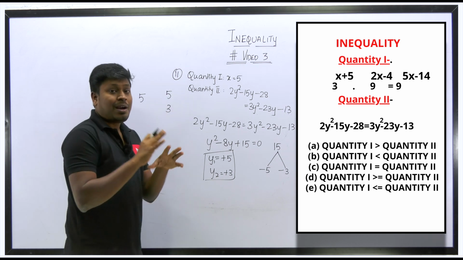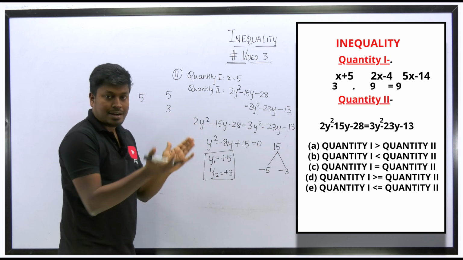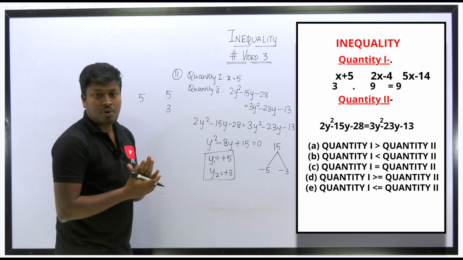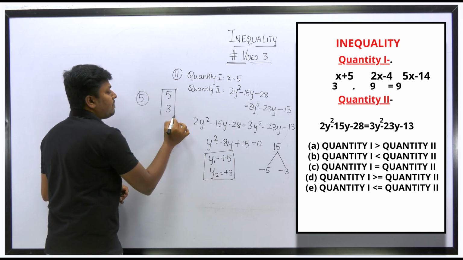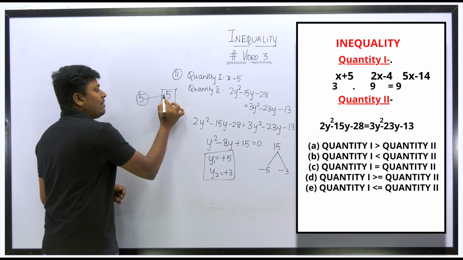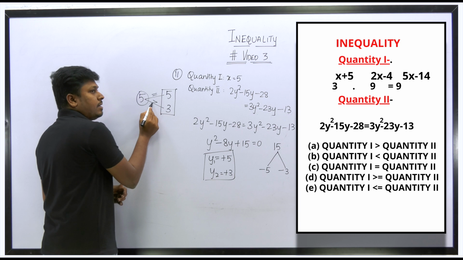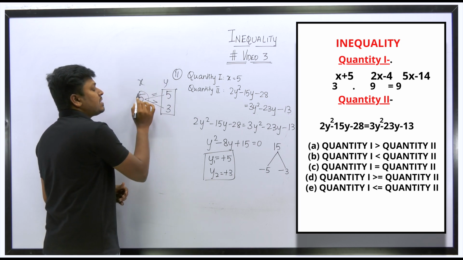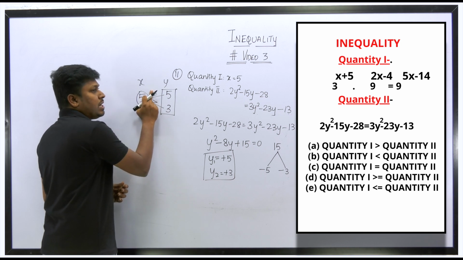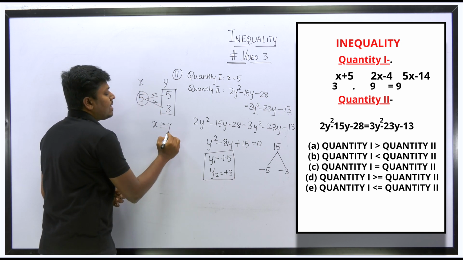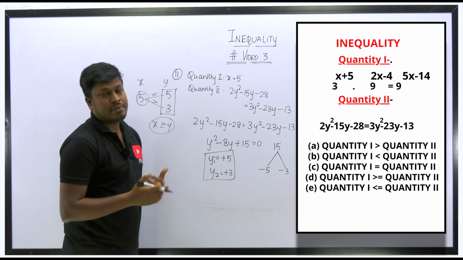So finally we need to compare both the quantities and say which is greater than, less than, or greater than or equal to, based upon the options. Here you can see the value of x is 5, right? The value of y will be 5 and 3. While comparing 5 and 5, it is equal to. While comparing 5 and 3, x will be greater than. So after comparing the x value with the y values, one is greater and another is equal. So we can say that quantity 1 is greater than or equal to quantity 2. Got it? So we can mark that answer.